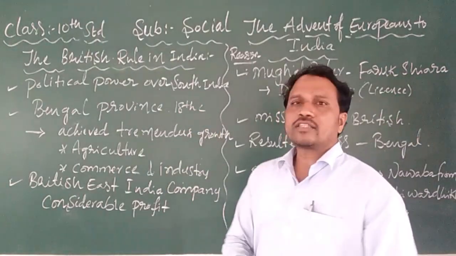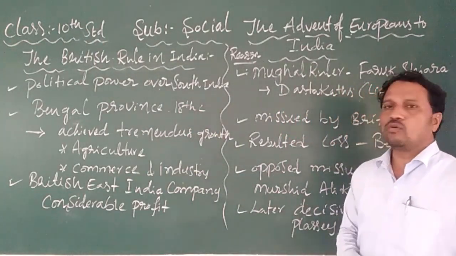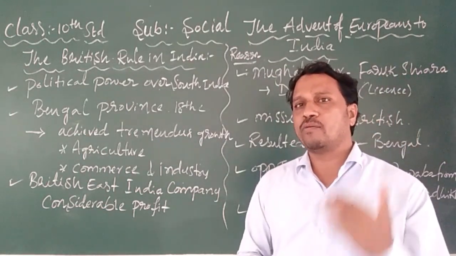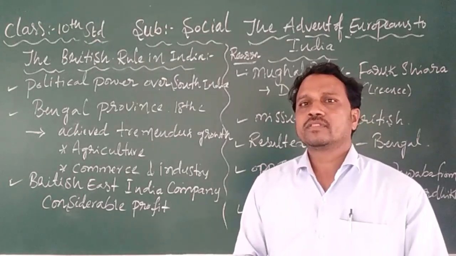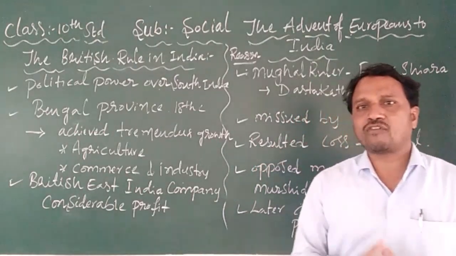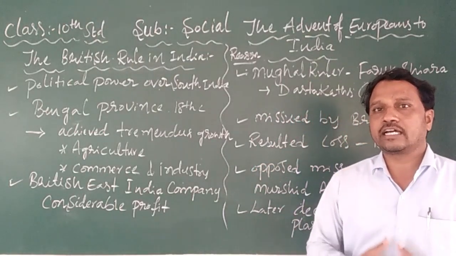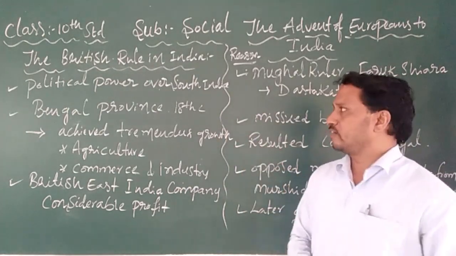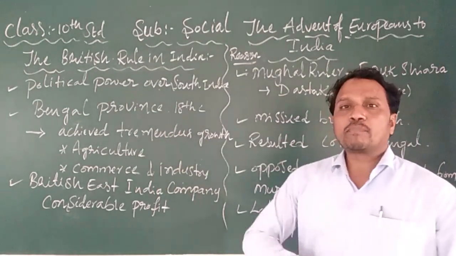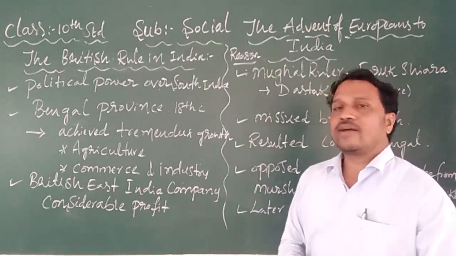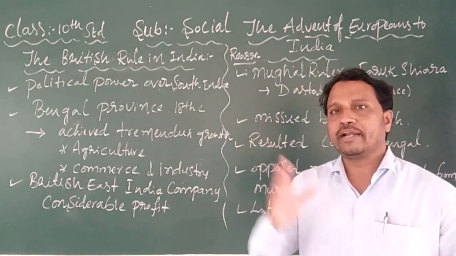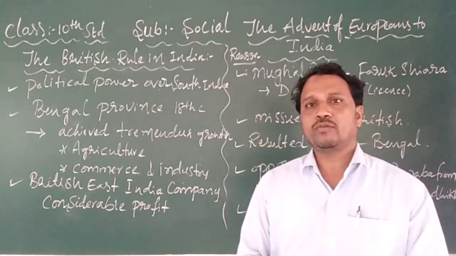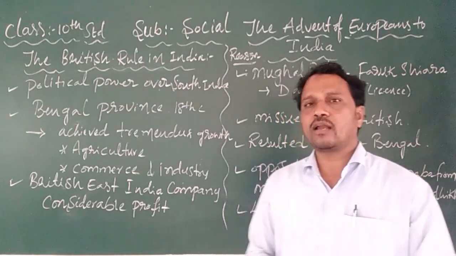Look at the board, students: political power over South India. After gaining political power in South India by getting the Hyderabad Kingdom and the Carnatic region, the British next concentrated on the Bengal province. So in the later part of the 18th century, they made Bengal their focus. At that time, what was the condition of Bengal province?